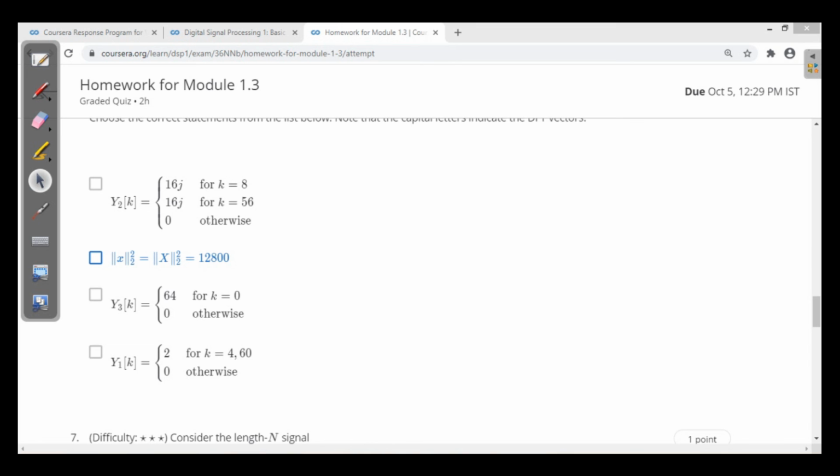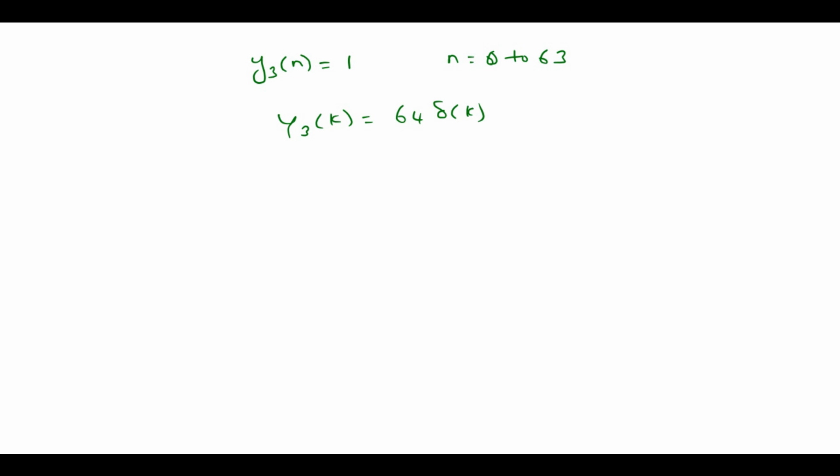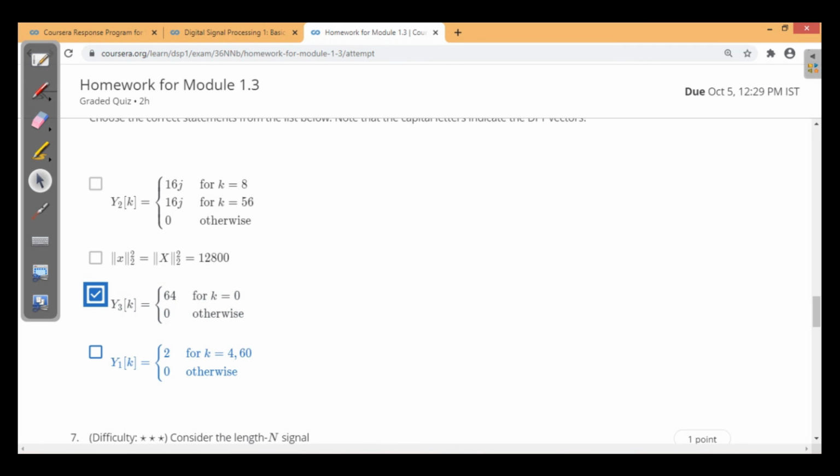And the second one is the norm square, the power is not equal to 12,500. You can evaluate this. And the y3 of k is 64 for k is equal to 0, otherwise 0. Just see, y3 of k is 64 del of k. This exists only at k is equal to 0, value 64, the remaining is simply 0. So the third one is right. And the fourth one, y1 of k value is 2 for k is equal to 4 and 16. No, its value is 64. So only the one is right.